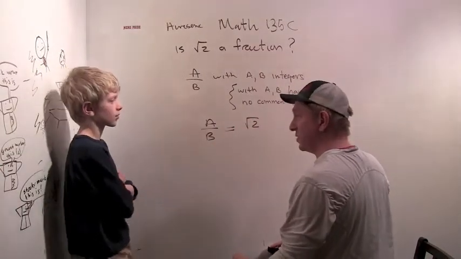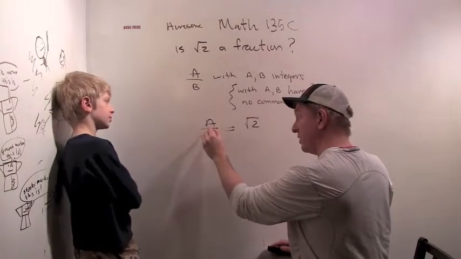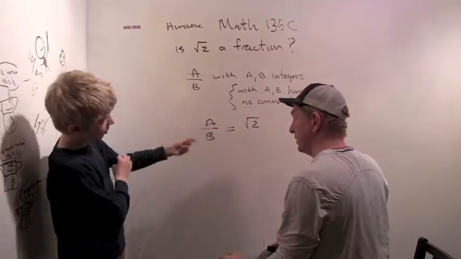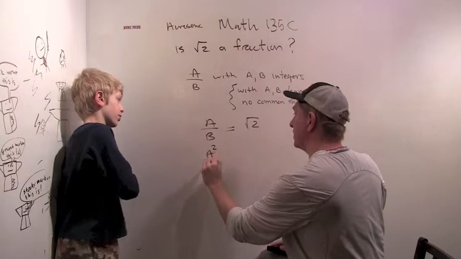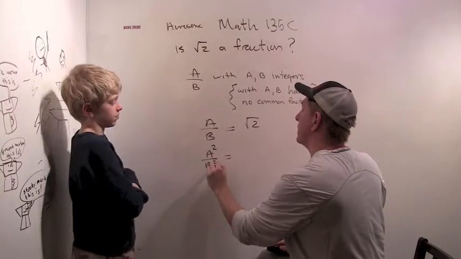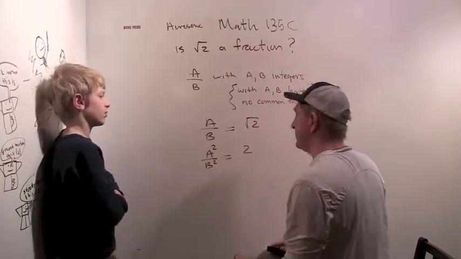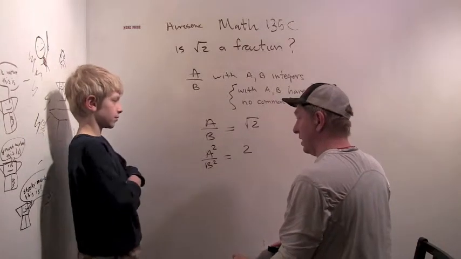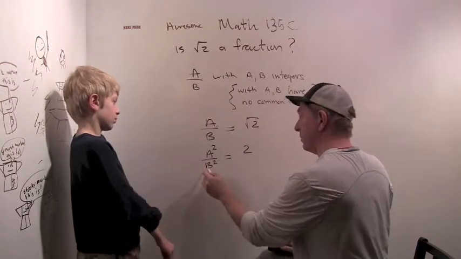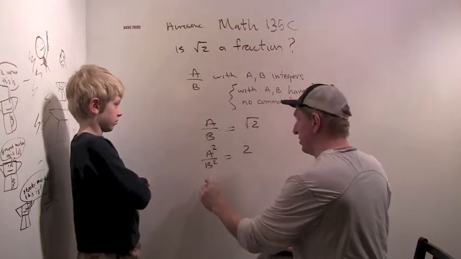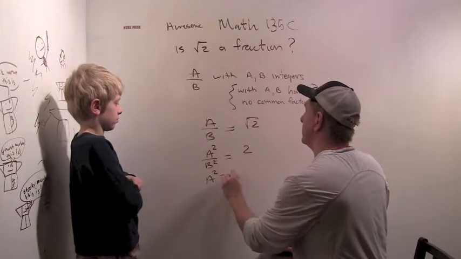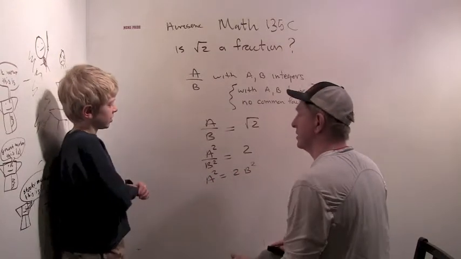What would this mean if I squared both sides? What do I get when I square this side? Well, you get a squared over b squared. And when I square this side, I get 2. And then I can clear out the bottom of the fraction, so I get a squared is 2b squared.